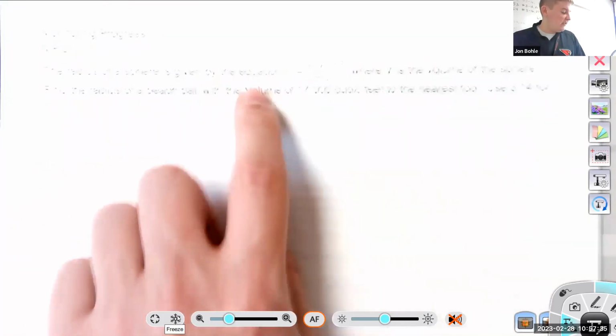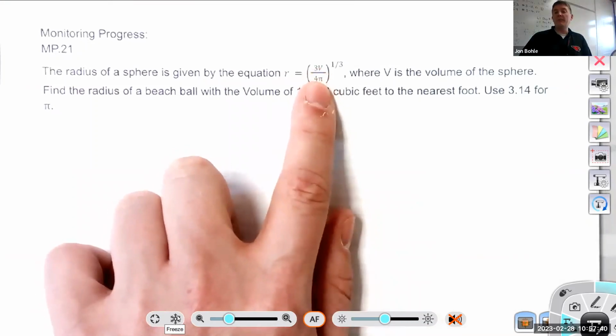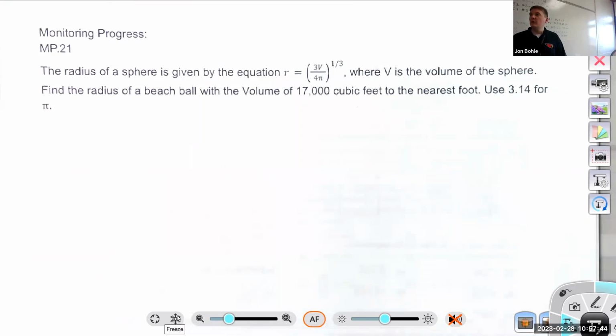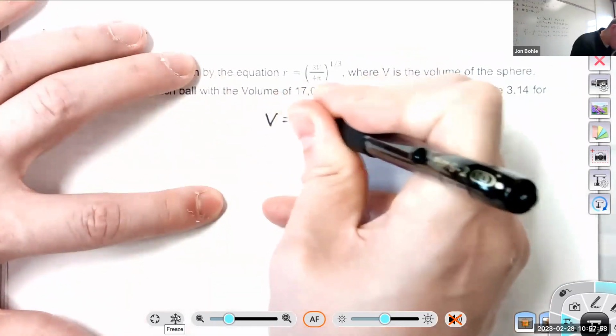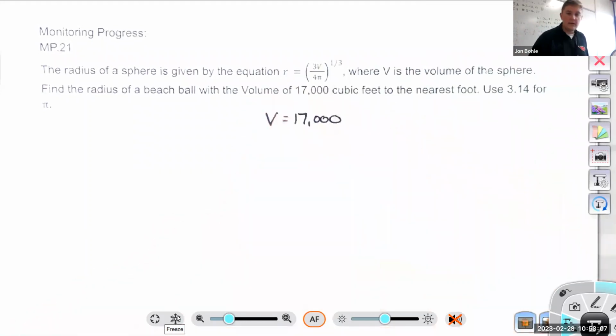Okay, so I have a formula here. The radius of a sphere is given by the equation R is equal to 3V divided by 4 pi to the 1/3 power, where V is the volume of a sphere. We're going to find the radius of a beach ball with a volume of 17,000 cubic feet, and we're going to round that to the nearest foot. And then use 3.14 for pi. So in this situation, I know what V is equal to. It's equal to 17,000.